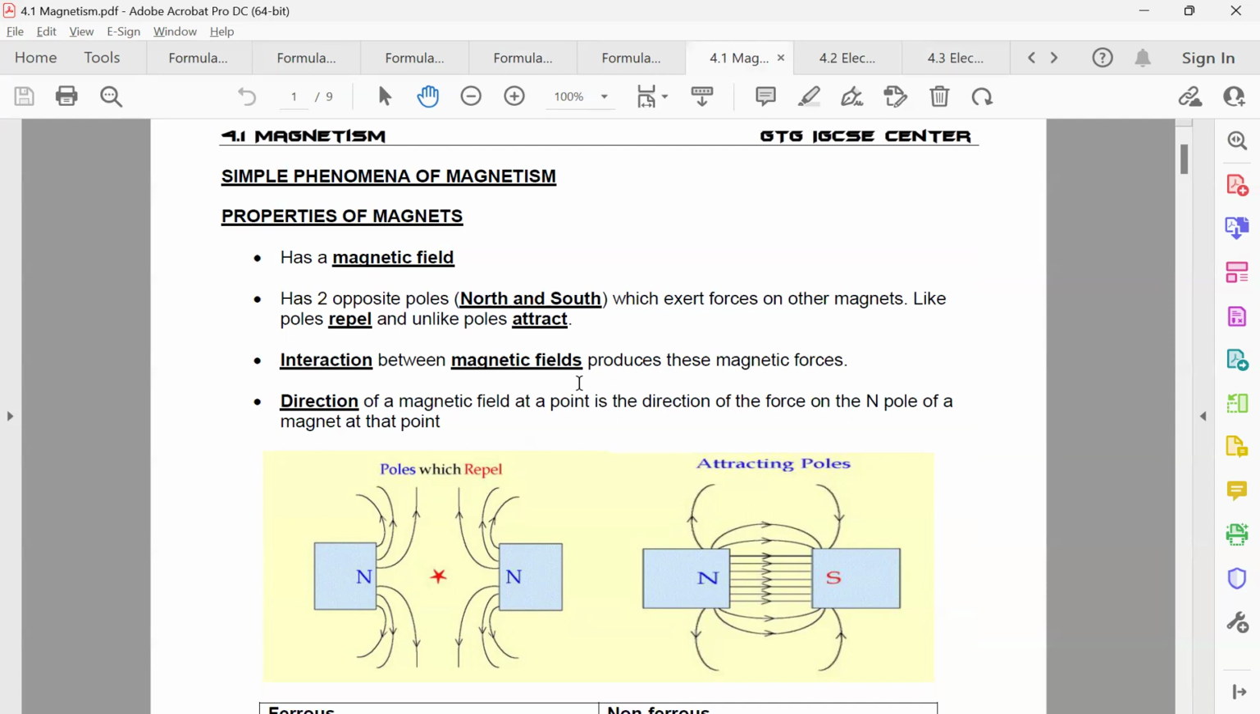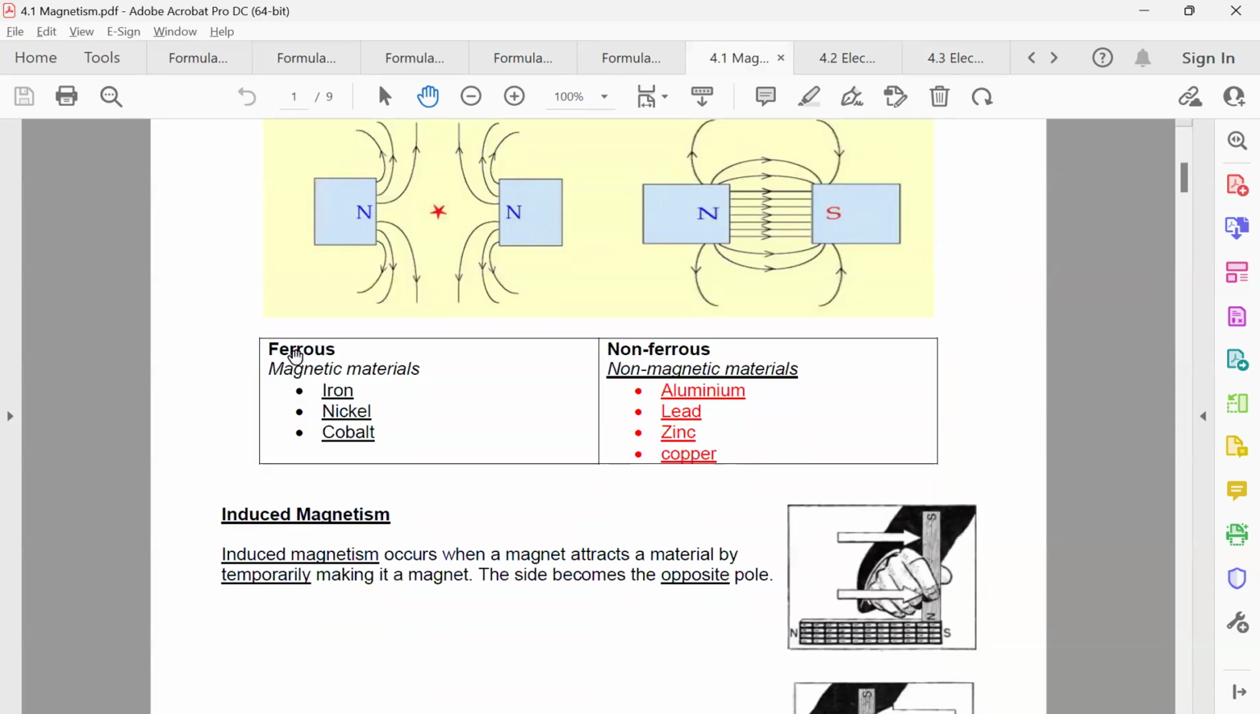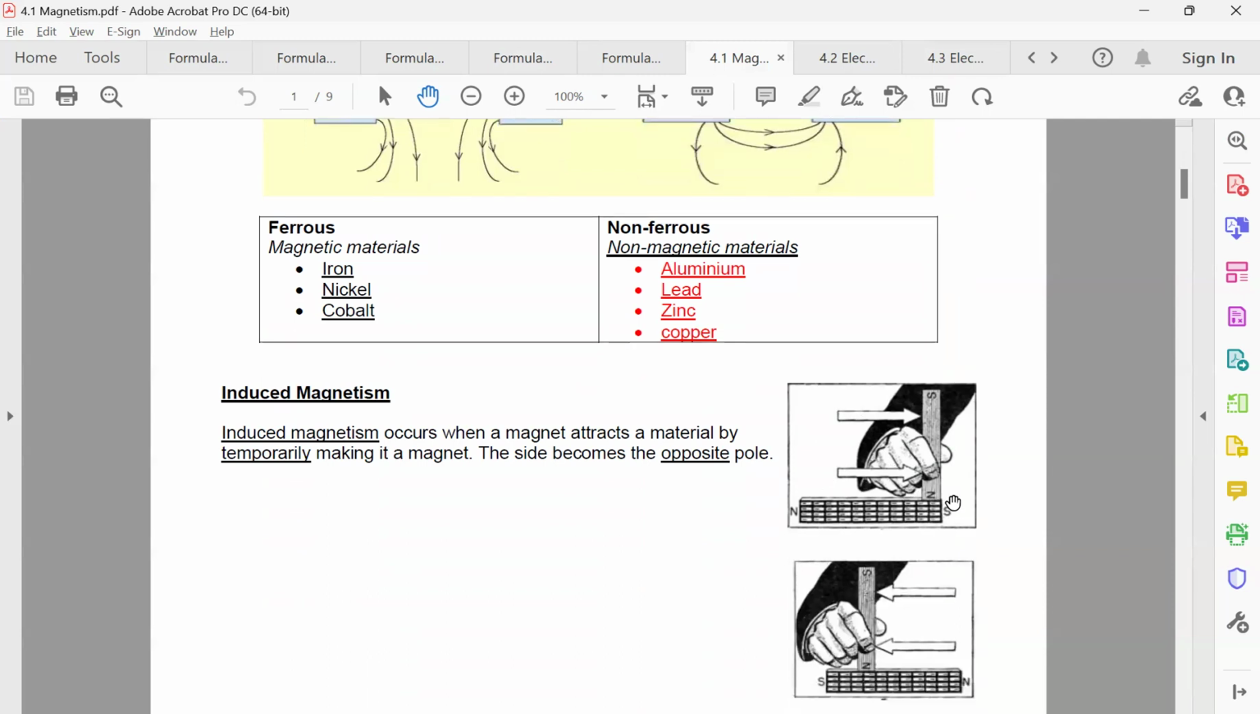The first thing I want you guys to notice is how the magnetic field goes. It will always go from north into south, guys. If you get this one wrong, congratulations, you are special, my friend. You have to know the difference between ferrous and non-ferrous, basically magnetic and non-magnetic. You also need to know what is induced magnetism, guys.